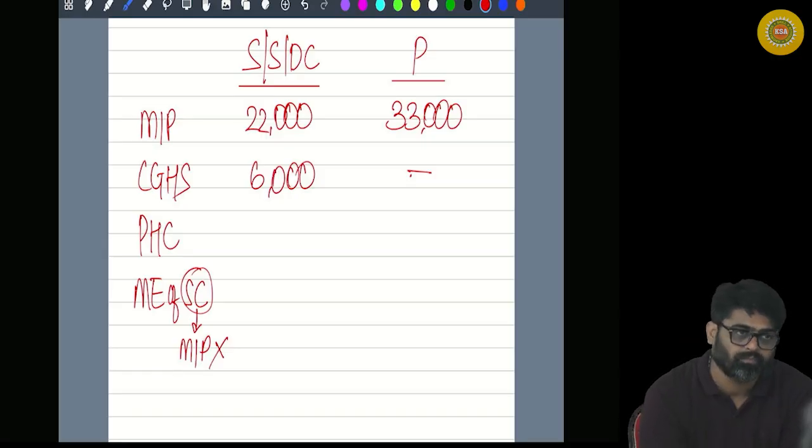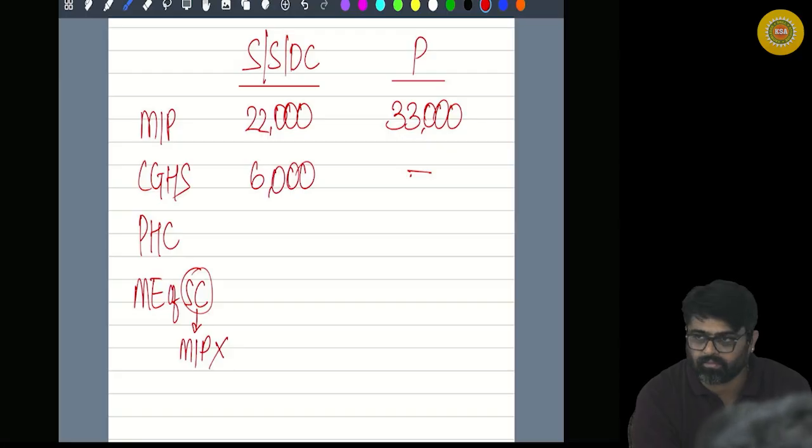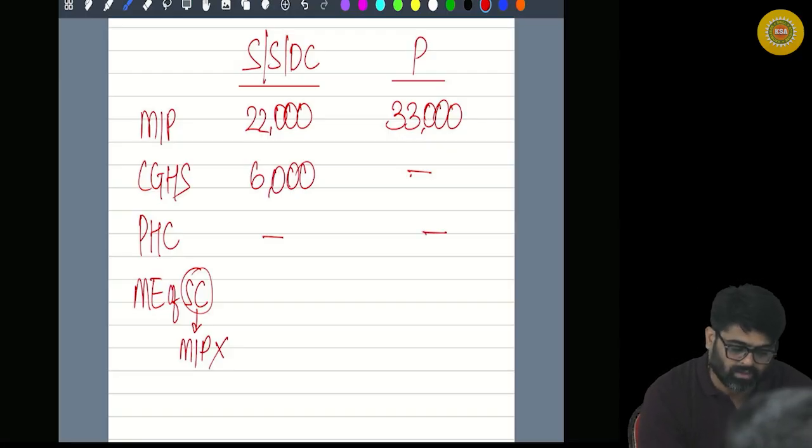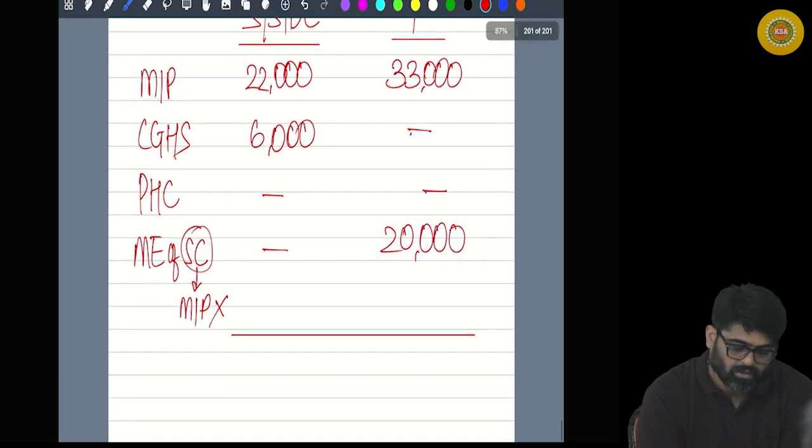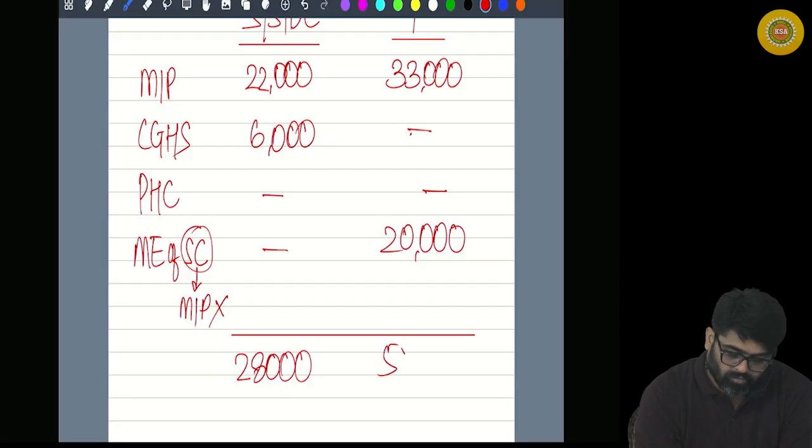Preventive health checkup, how much? Any preventive health checkup you can see in the question? No preventive health checkup. Can you see medical expense? For whom? For your father. How much? Can you total? It will be 28,000 and it will be 53,000.